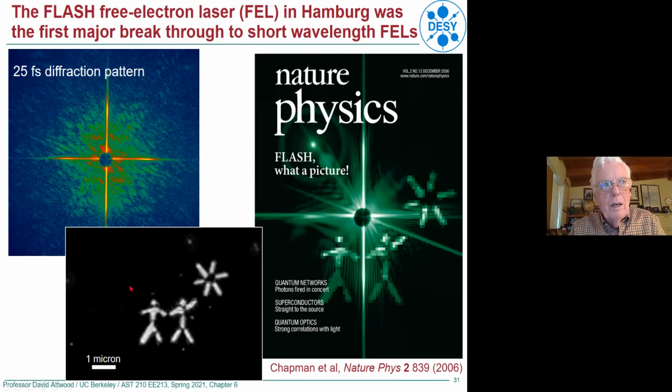If you've heard of coherent lensless imaging or coherent diffractive imaging, CDI, this was one of the first results that was presented, an experiment done with the FLASH FEL, and I think the wavelength was something like 109 nanometers. So that was a big breakthrough, and that was 2006.